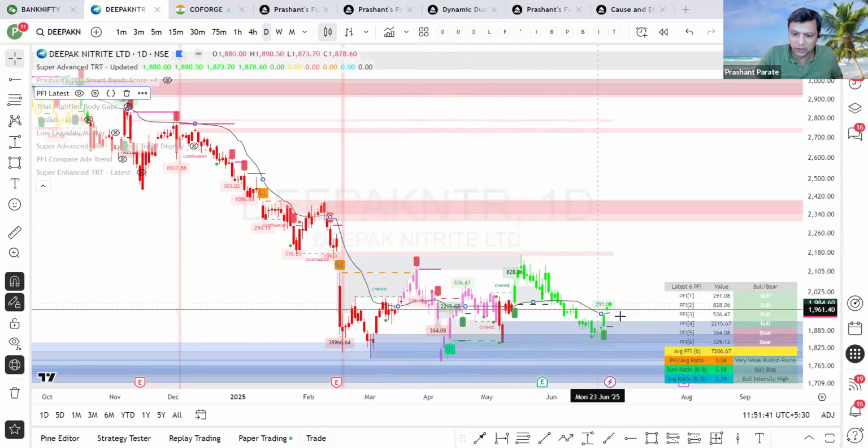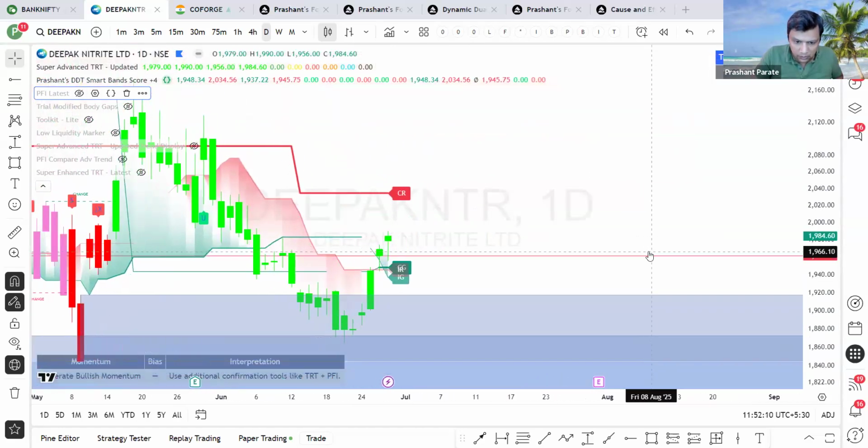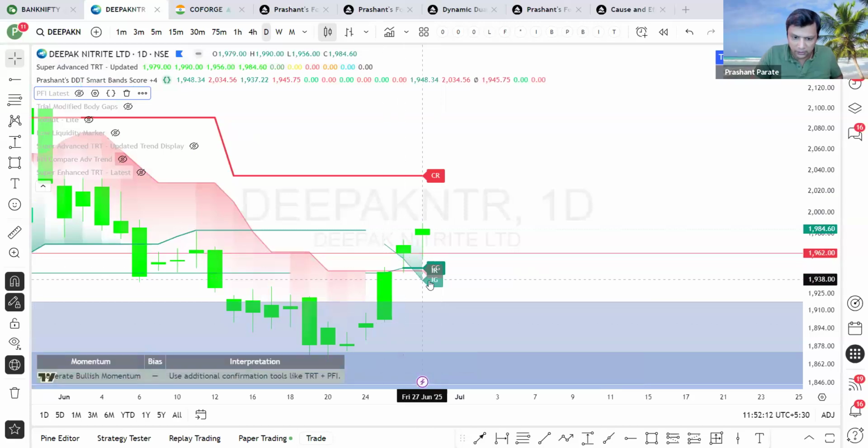Turned green, gave retracement entry. Now above black line. Black line may start going up now. What do DD smart bands say? Chart is red and green. Both are present. Moderate bullish momentum, bias is absent because price is still below red and above green. So it has given a retracement entry. Here momentum had started. Again bullish momentum had started. Bullish momentum again has started. So input chart is green here.